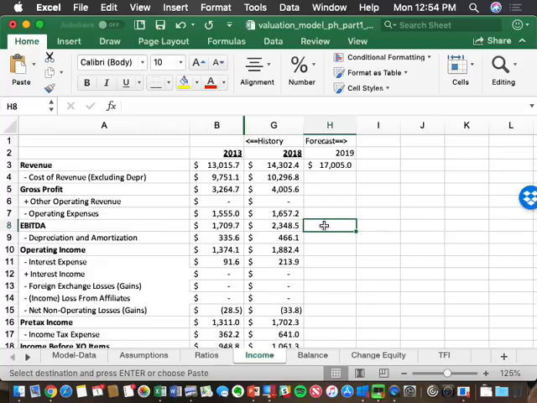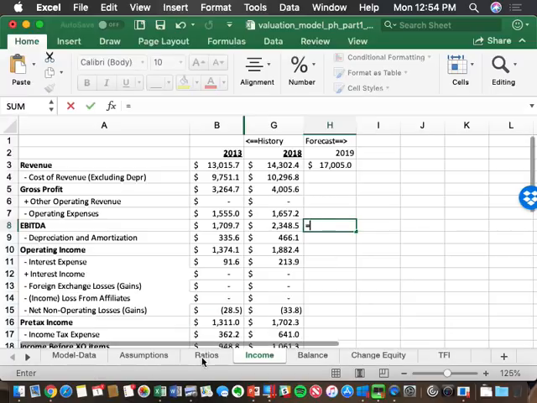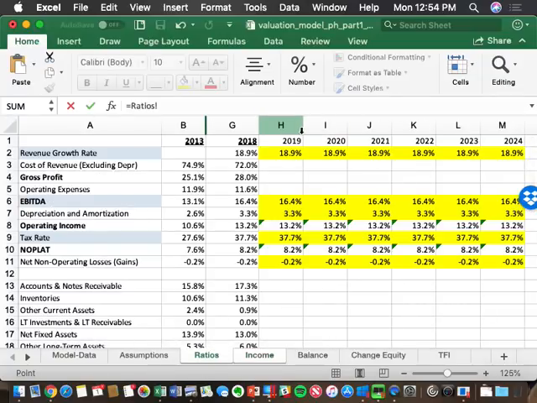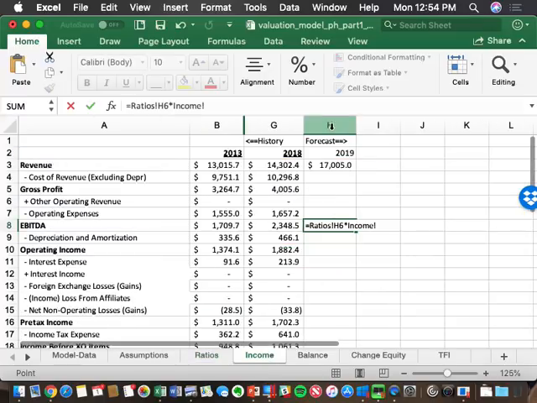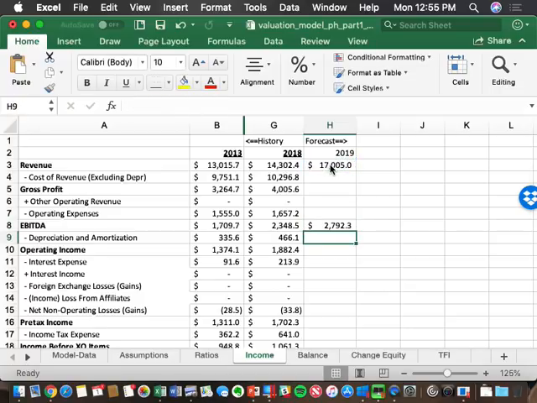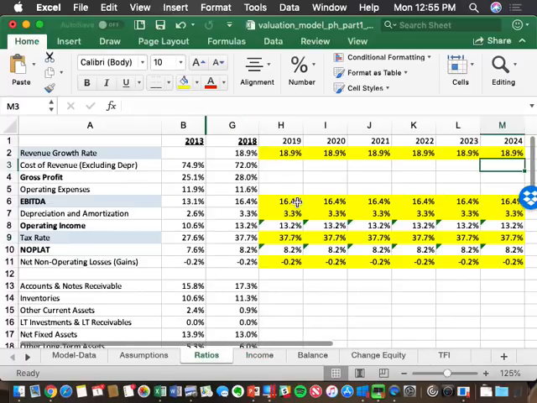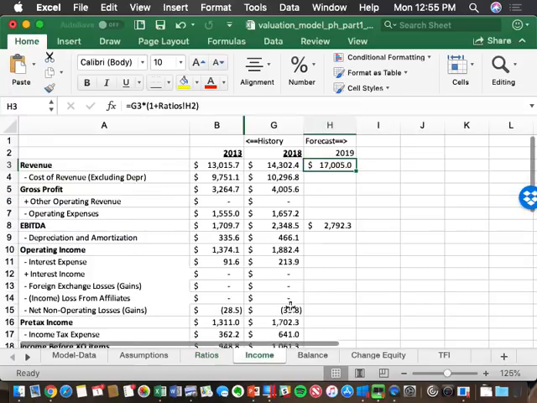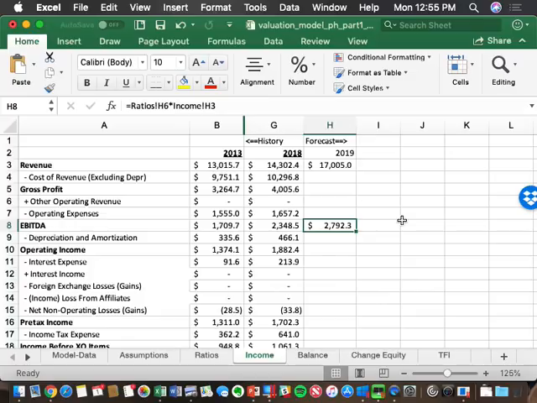Our next line is EBITDA. So this is a process we're going to repeat. So here's what we're going to do. For 2019, so for cell H8, equals, from the ratios tab, 2019 EBITDA as a percentage of sales, so H6, times, from the income tab, 2019 revenue, H3, that would get us 2792.3. Okay, so if this is our revenue forecast, and this is EBITDA as a percentage of revenue, then that number should be 2792.3. Ratio is H6 times income H3.